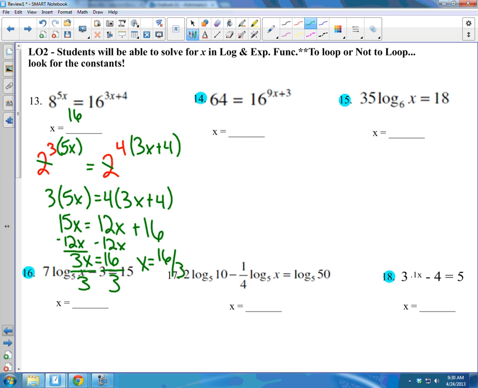You can also write the decimal version, and go 3 decimal places if you do that. So that is problem 13.